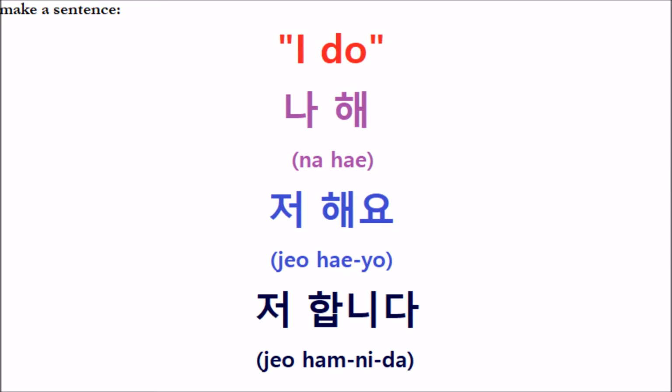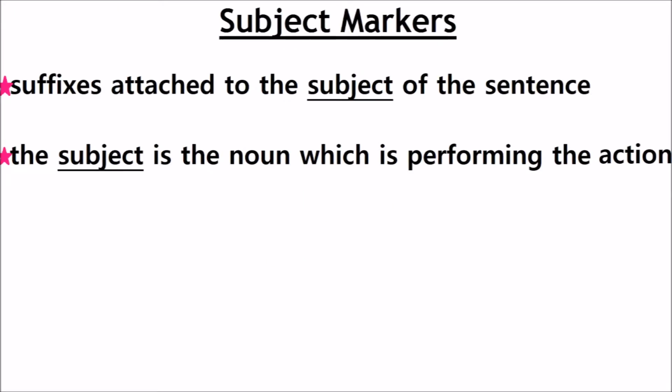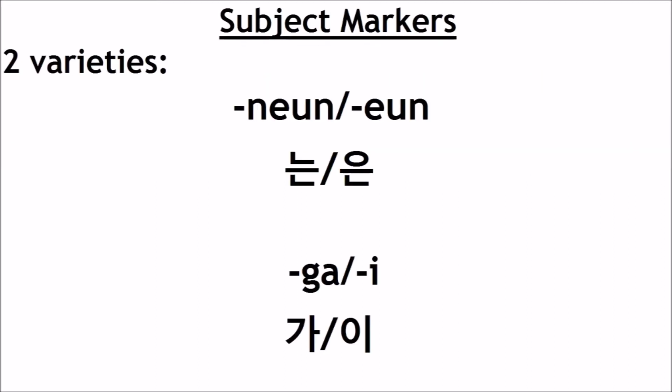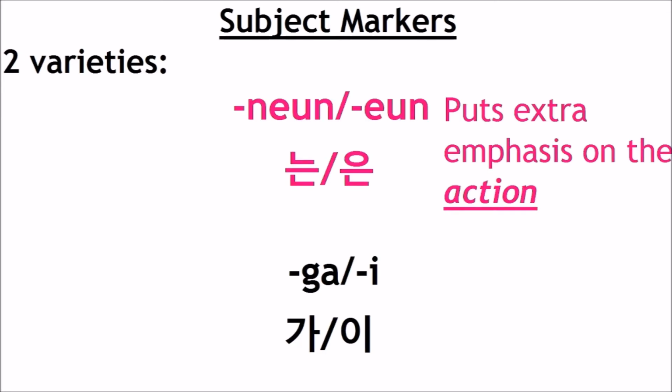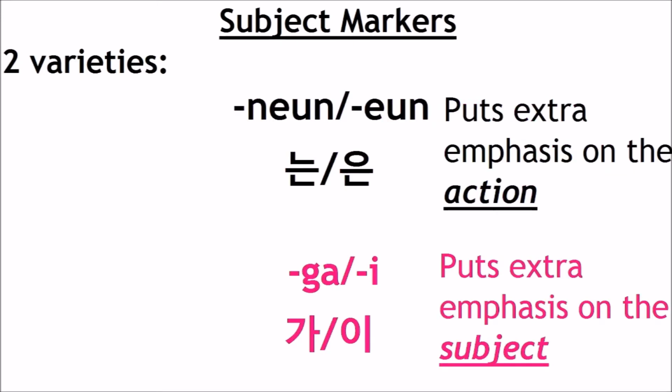Now we can say it this way because it's such a short sentence everyone will know what we mean. But we can also add subject markers. Subject markers are attached to the end of the subject of the sentence, that is, the noun which is performing the action. There are two types. The nun/un type, which puts the emphasis on the action, and the ga/e type, which puts the emphasis on the subject.